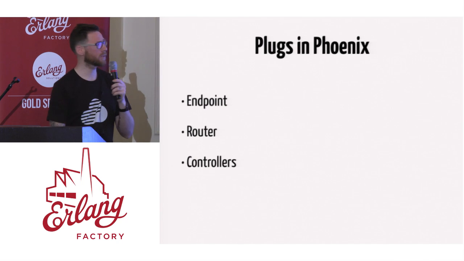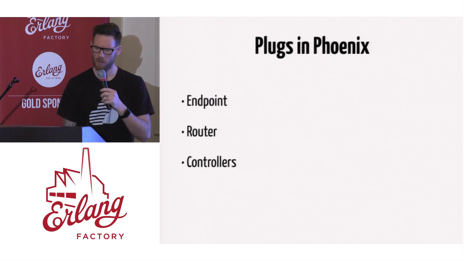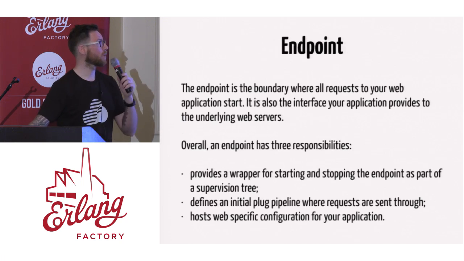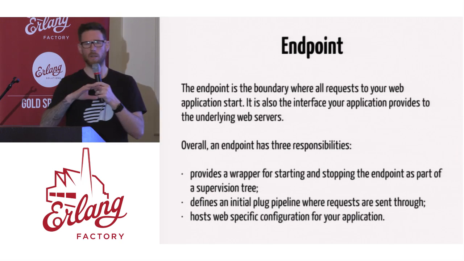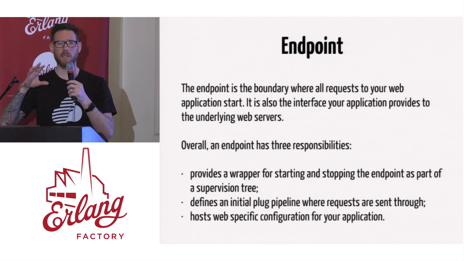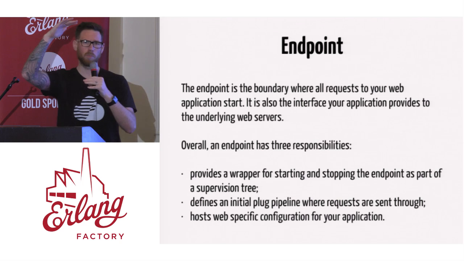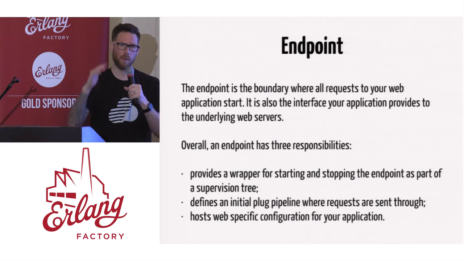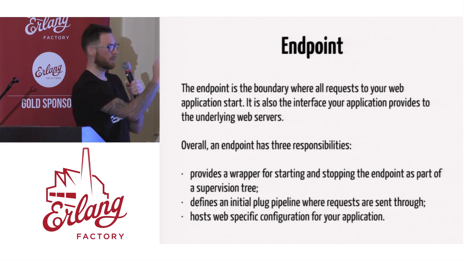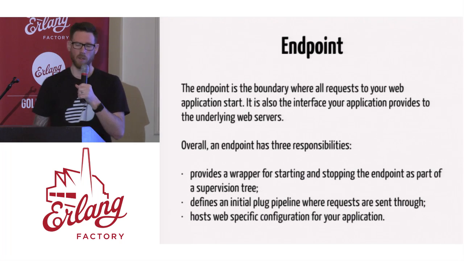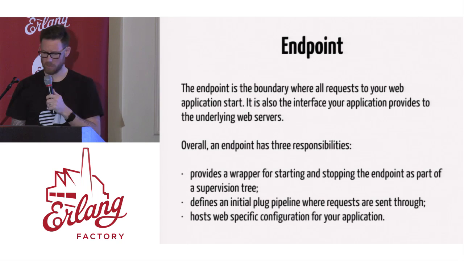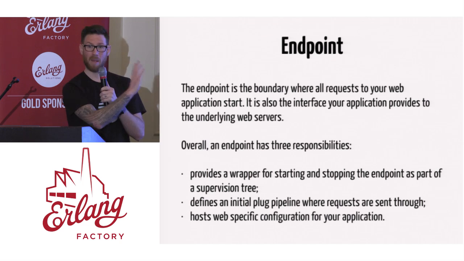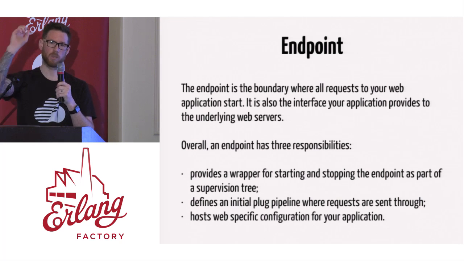So in Phoenix, we have 3 plugs. There's the endpoint, the router, and controllers. So the endpoint is essentially the place in your application that sets up the initial plug pipeline. And this is for every single request that comes through the system. Every plug that's set up in the endpoint will always be run. And this is also at the end where it fires off for the router. But overall, this is the kind of boundary of the application. This is where all the requests will start from.